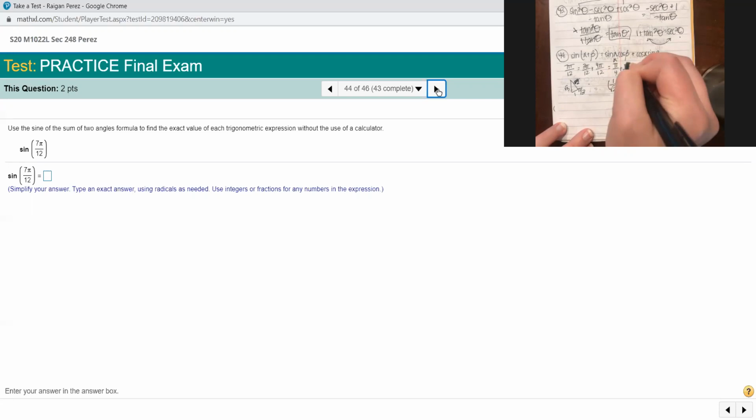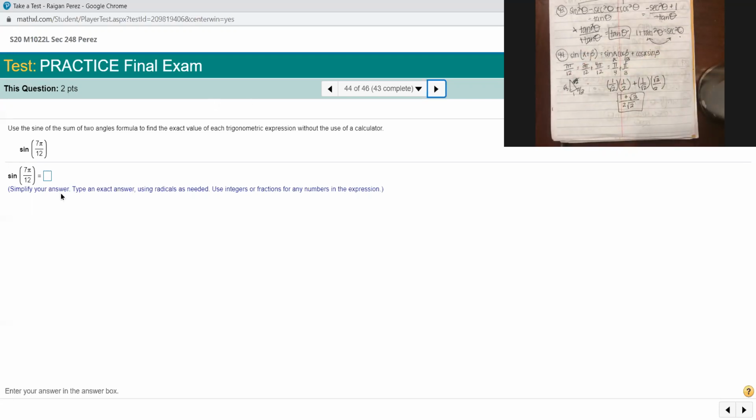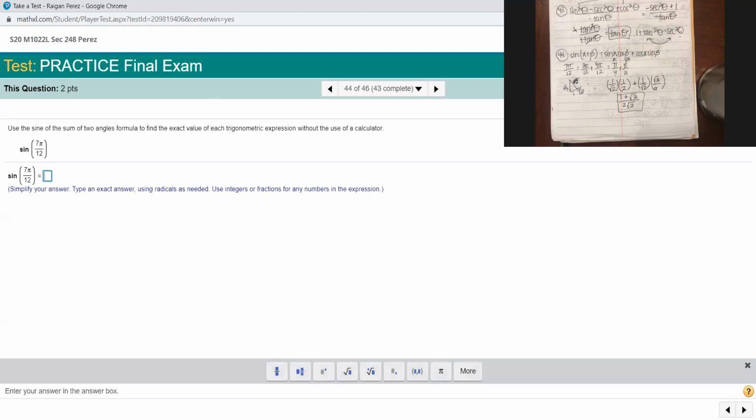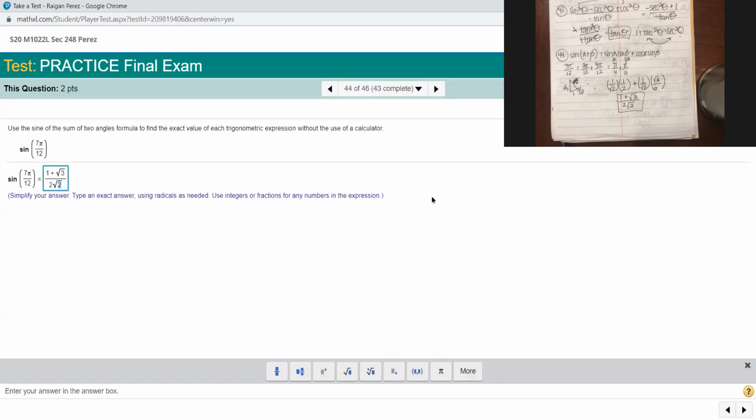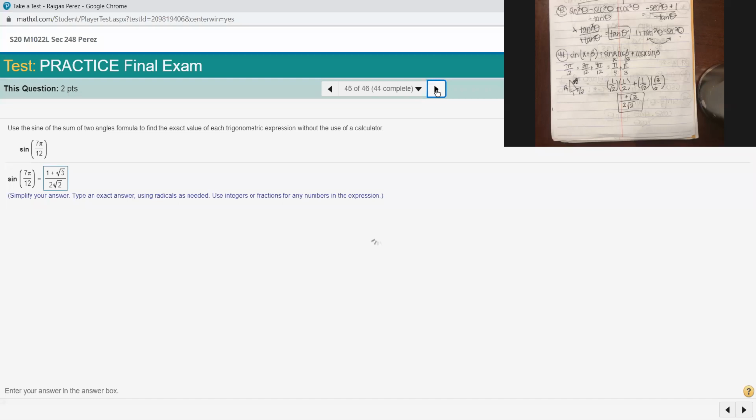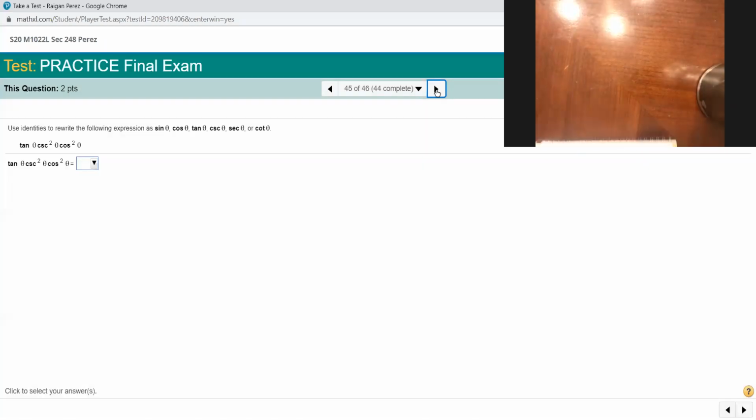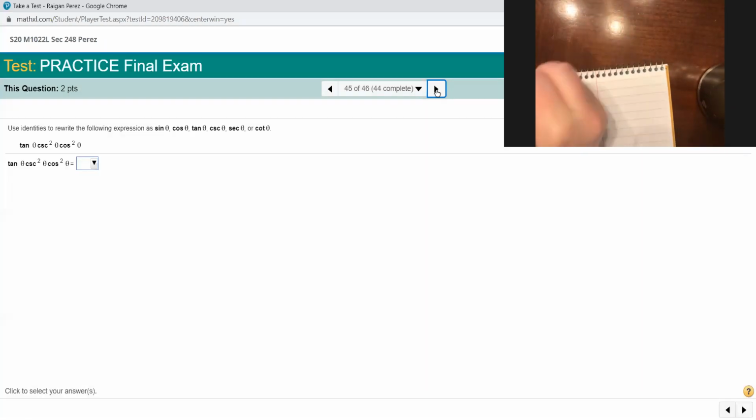This was alpha and this was beta, and I was just plugging it into that formula. So right here I should have 1 plus square root of 3 over 2 square root of 2. Okay, 2 more. Okay, 45.